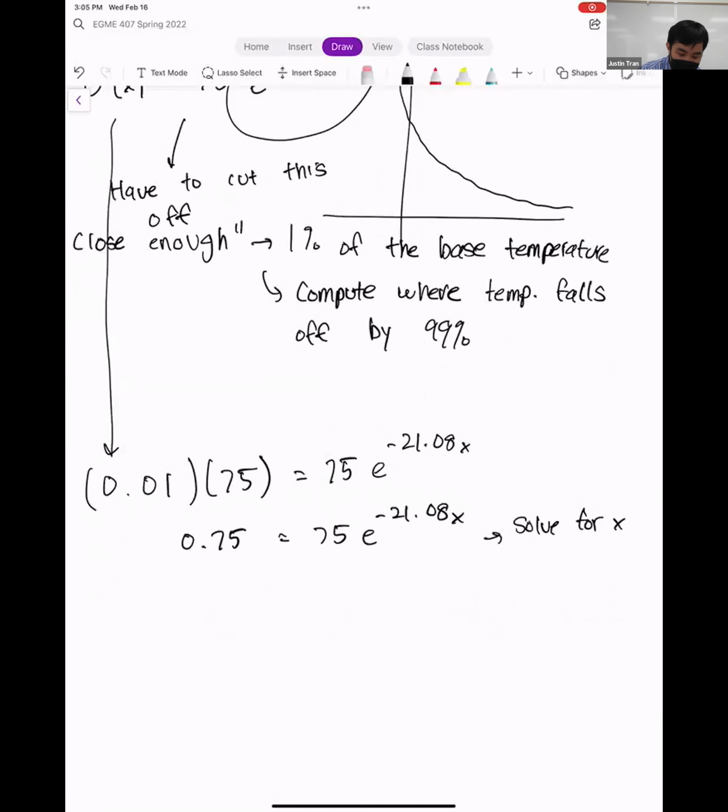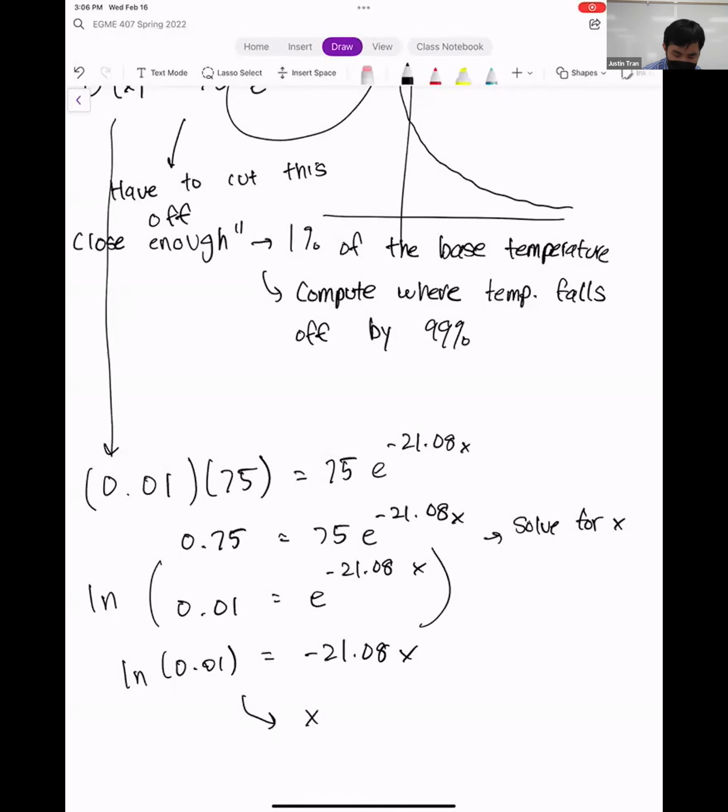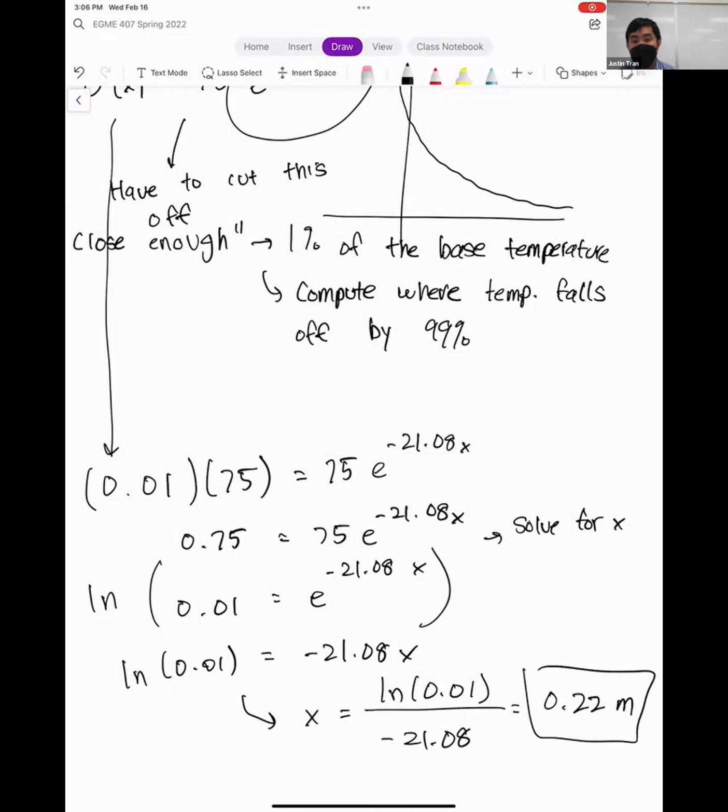And so we're going to divide both sides by 75, and so we get 0.01 is equal to e to the minus 21.08 x. In order to get the exponent out, we're going to take the natural logarithm of both sides. And so we have ln of 0.01 is equal to minus 21.08 x. We divide both sides by negative 21.08, and so we get x is equal to ln of 0.01 divided by negative 21.08. You punch that into the calculator, and you get a length of about 0.22 meters.